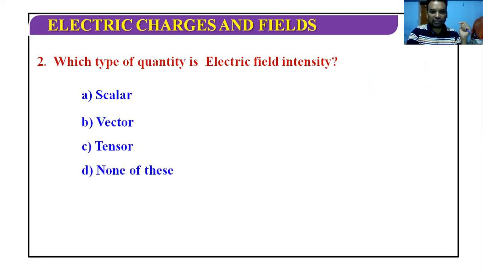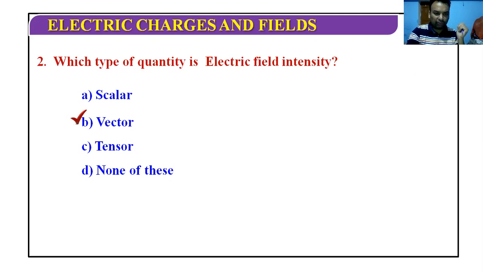Which type of quantity is electric field intensity? It is a scalar quantity, it is a vector quantity, it is a tensor, or none of these. Electric field intensity, anyone? Vector. It is a vector quantity. So it cannot be a scalar, it is a vector. Now there is another term, tensor. So what is a tensor?